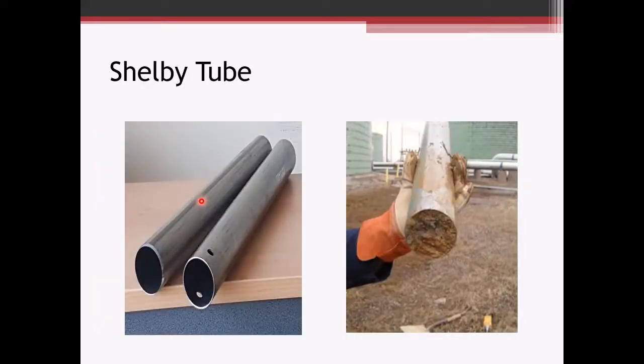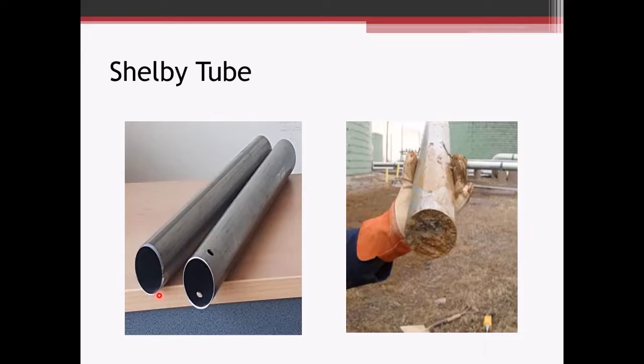This is a Shelby Tube sampler, and these are typically used to sample soft, cohesive soils, clays, clay silts. These are pushed into the ground with a drill rig or excavation equipment. And these have a tapered cutting edge on them that allows the sample to go up into the sampler and minimizes the skin friction as it's being sampled.